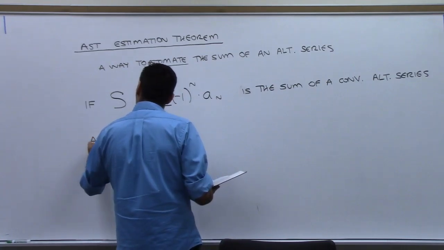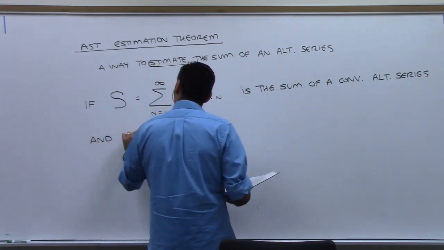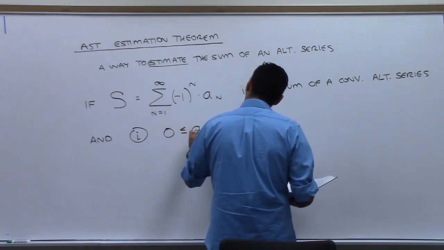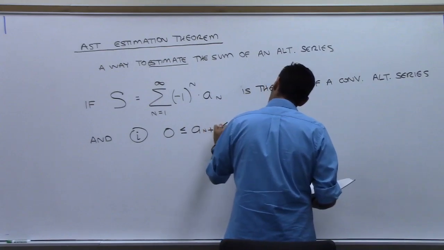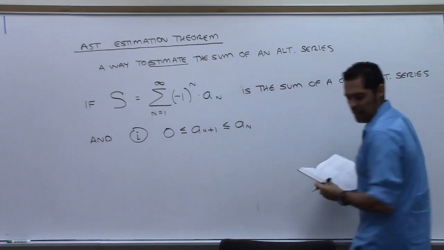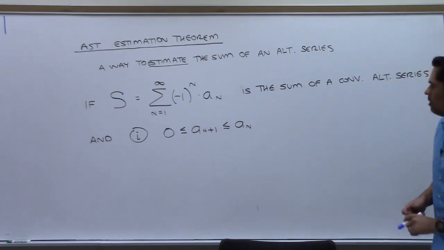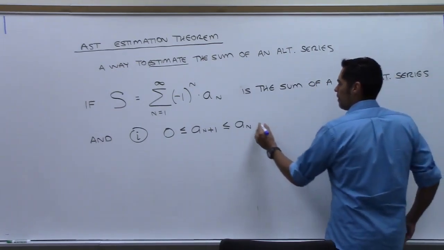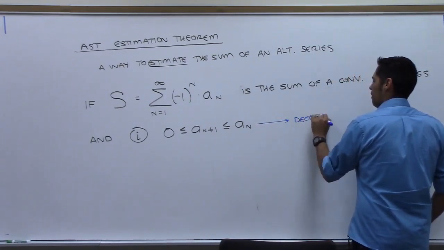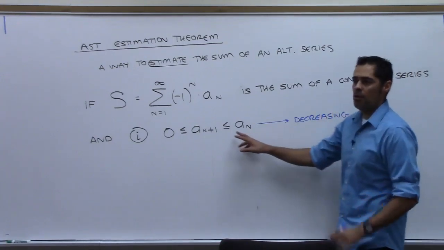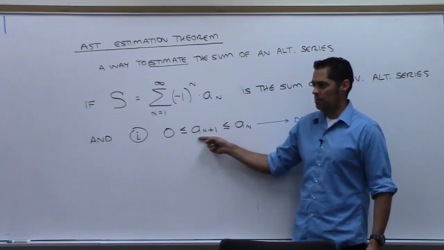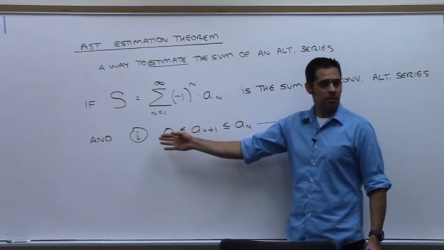and part 1, 0 is less than or equal to a sub n plus 1 is less than or equal to a sub n. What is this really saying? If a sub n is greater than 0, decreasing? That's the way they wrote it in the book, but isn't that what that's saying? The nth term is bigger than the next one, but they're both positive, right?